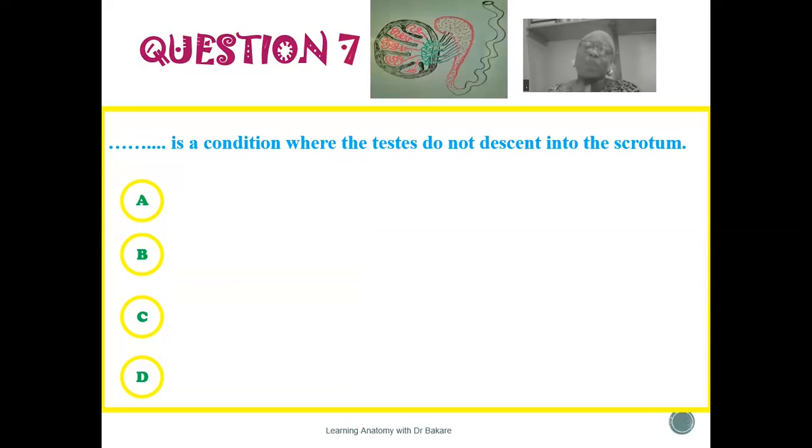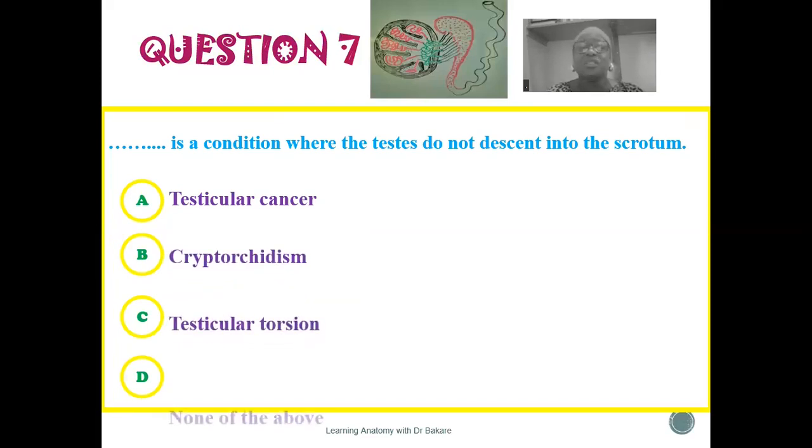The seventh question reads that dash is a condition where the testes do not descend into the scrotum. So which of these clinical manifestations represents this condition? Is it testicular cancer? Is it cryptorchidism? Is it testicular torsion? Or is it none of the above?